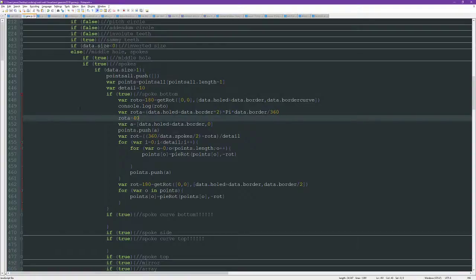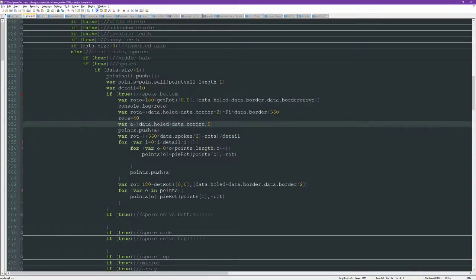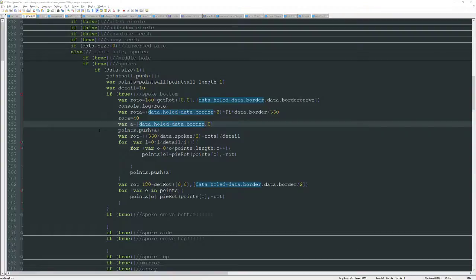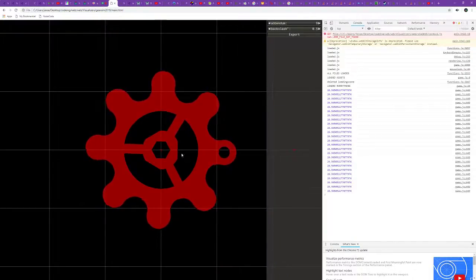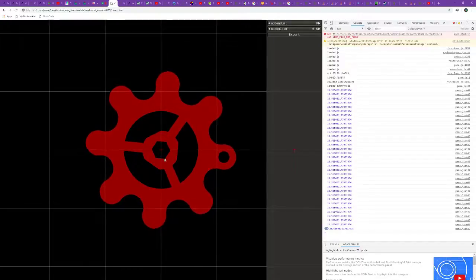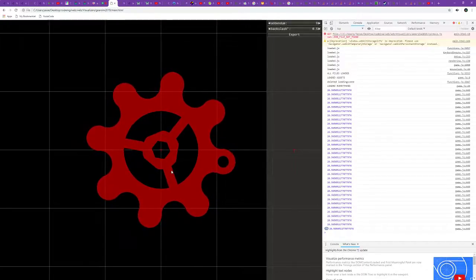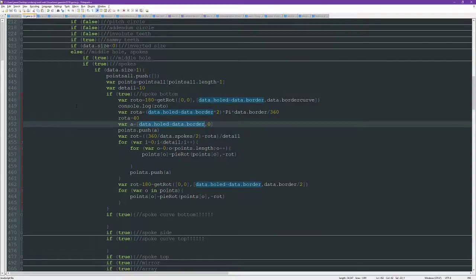Because we're telling it to start. What? Every damn day. What in the world is going on here? So we should be starting there, drawing a curve around there. We're getting this rotation, dividing it by detail, and then going that many times around. There we go. What?